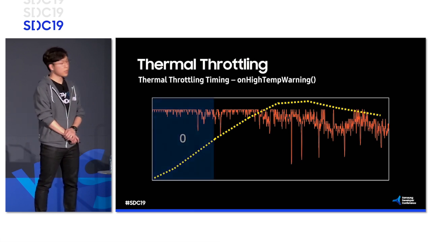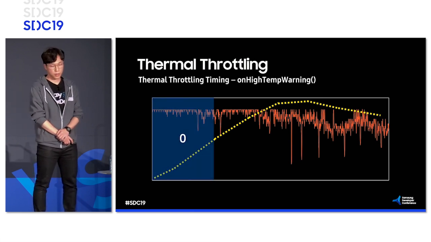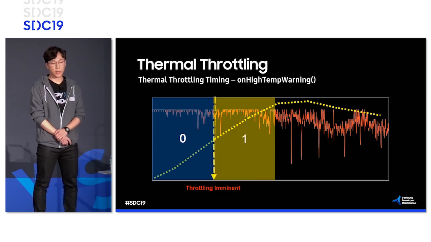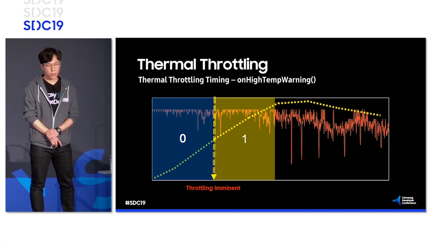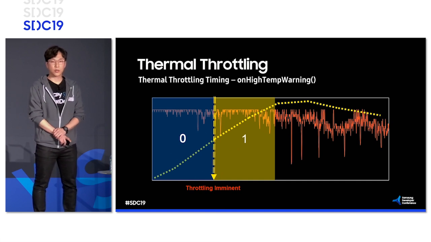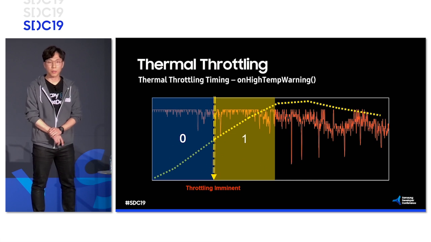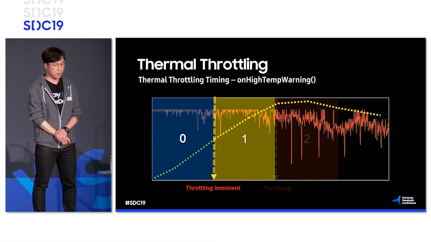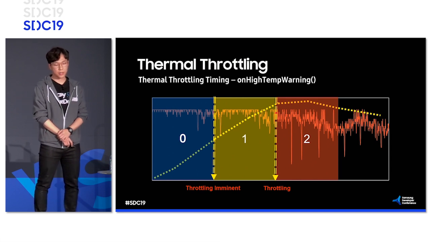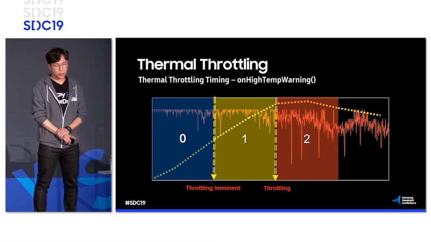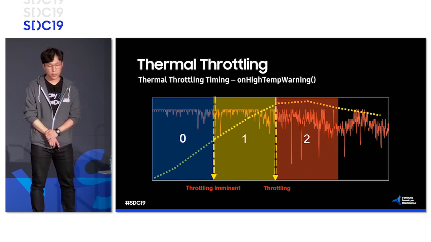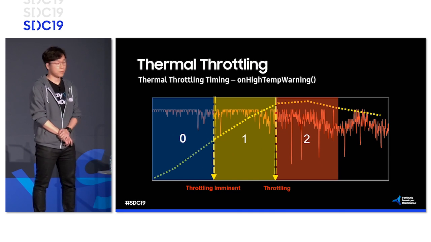Warning level 0 means the temperature is low. Warning level 1 means the temperature has risen to a certain level. This means thermal throttling will be approached soon, so it is necessary to take action to reduce the temperature of the device. Warning level 2 means thermal throttling has started. So with this API, you can detect the thermal throttling timing, and you can do something in your game.